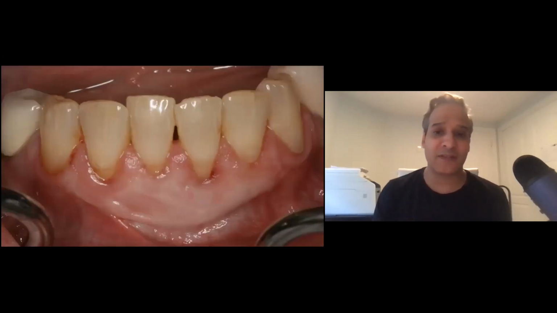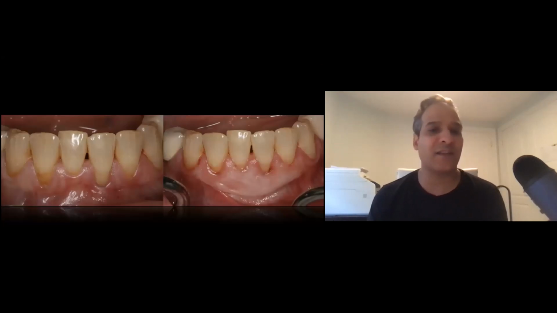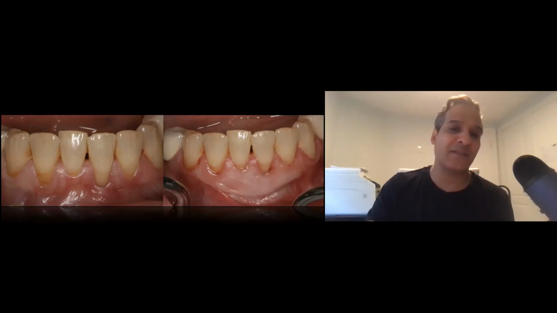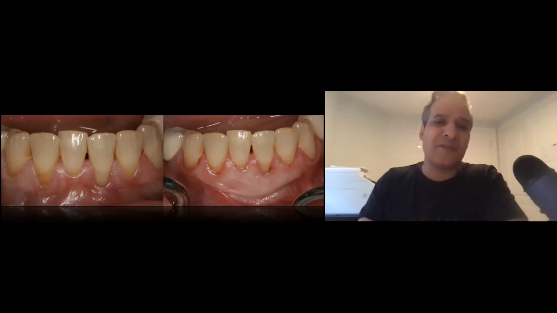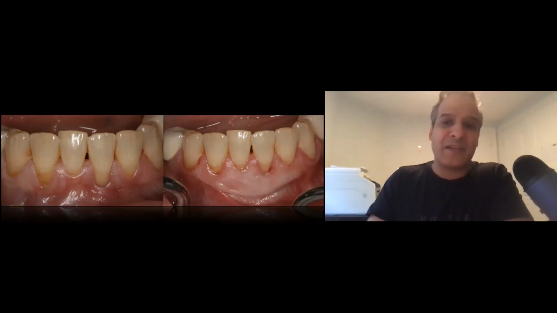And basically once it heals, this is what it looks like. So our goal here again wasn't root coverage. It was just to gain a band of keratinized tissue to keep the site healthy and to make sure that these teeth stay stable and healthy. So in this case, it's pretty predictable. As long as you follow these steps, it's very easy to get this. It's not really hard at all. One of the key things is to keep the graft in place and make sure that there are no air pockets or air bubbles underneath the graft between the base and the graft.